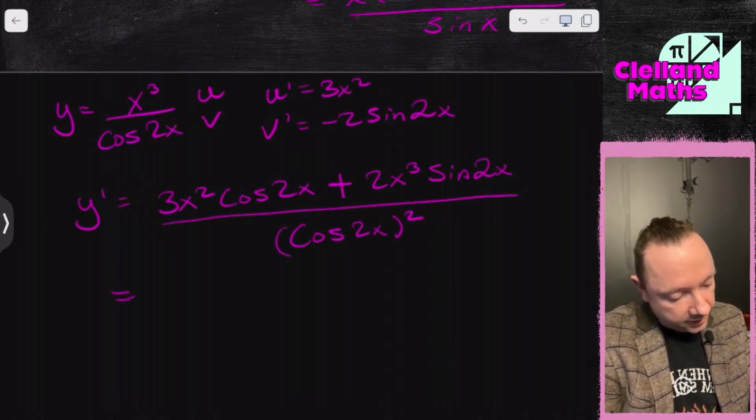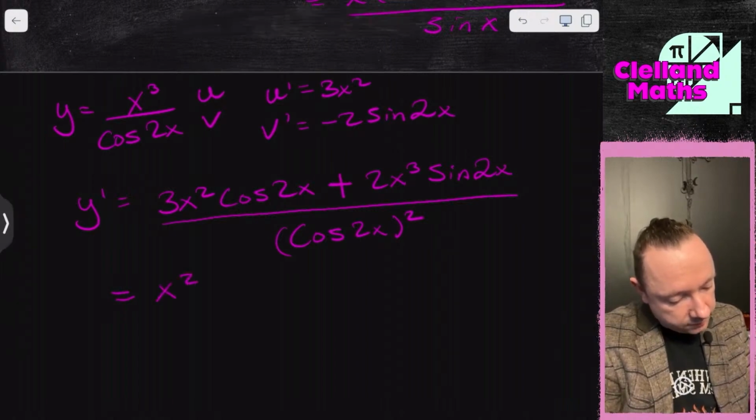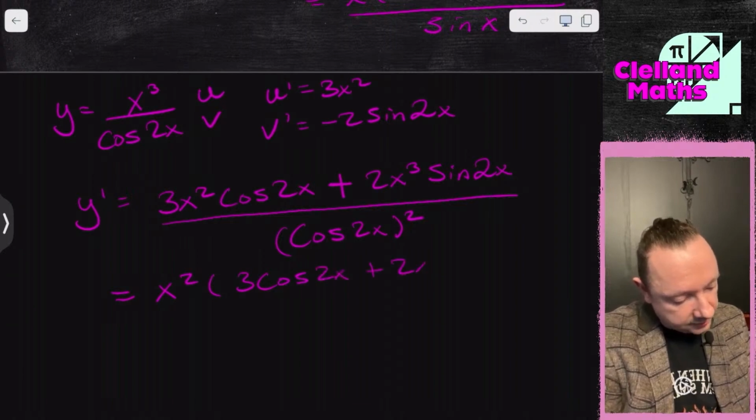I'll take some common factors out. So we've got x squared as a common factor on the top to give 3 cos 2x plus 2x sine 2x all over cos 2x squared.